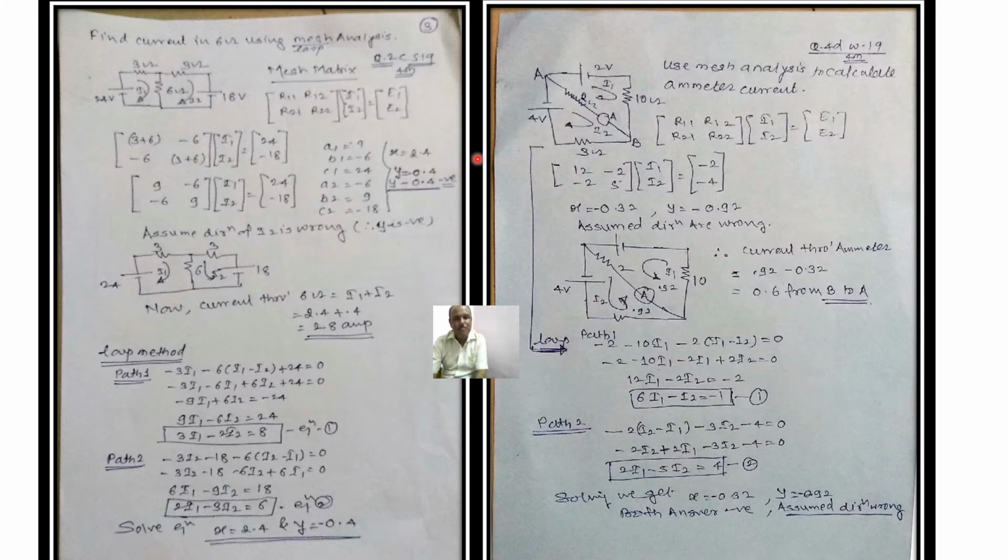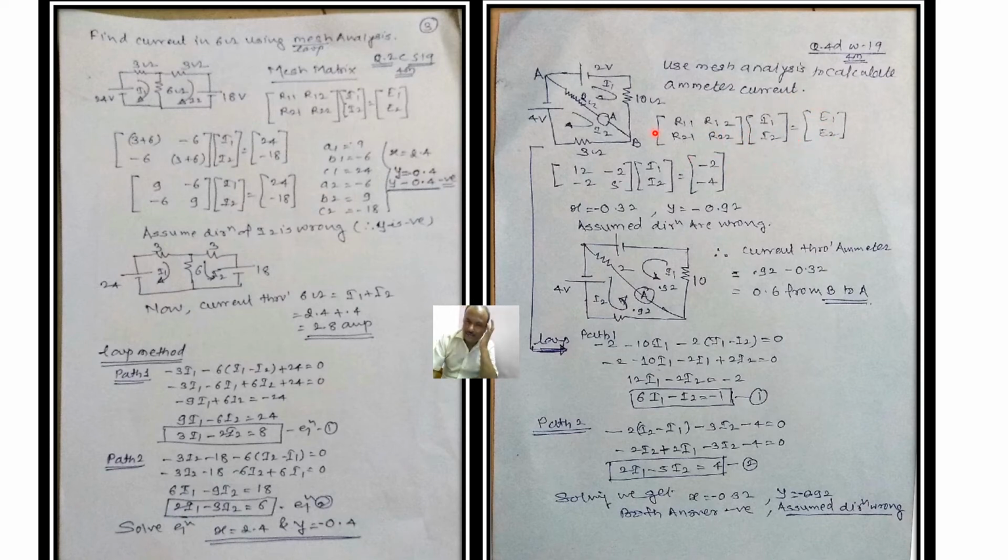So just like the loop method, we can solve using the mesh matrix also. In mesh matrix, the thing is simple. First of all, we have to write the matrix form, that is R11, R12, R13, R21, R22, R23, R31, R32, R33, likewise for the three unknowns. Now here in this numerical, there are two unknowns, that is I1 and I2. So we will write R11, R12, R21, R22. And this matrix is the IR drop matrix. So I1, I2, and here we write E1 and E2.